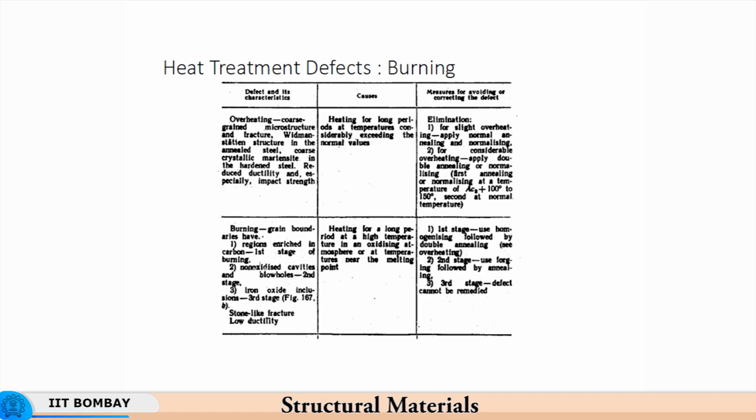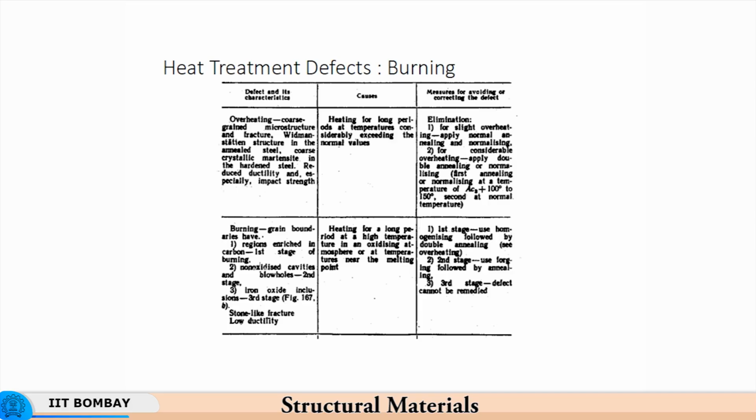Burning on the other hand is oxidation of the grain boundaries. So we have seen that grain boundaries are regions of high energy, and in the presence of oxygen and high temperature, the oxygen attacks the grain boundaries preferentially, oxidizing the grain boundaries. So heating for long periods at high temperature in an oxidizing environment, under these conditions the boundaries get oxidized, and this kind of material is rendered practically useless.